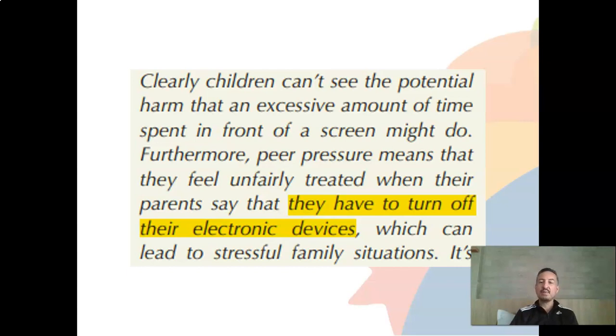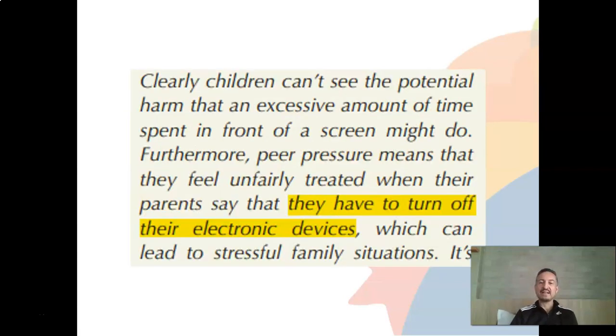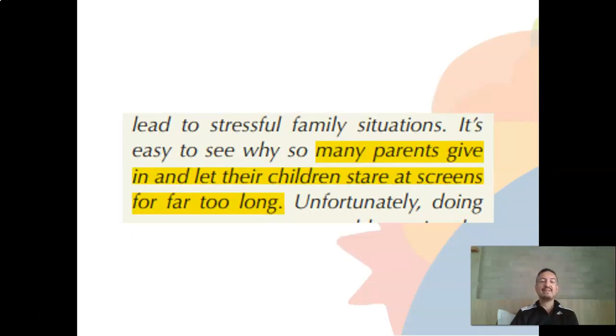And the next example is, many parents give in and let their children stare at screens for far too long. So here we have 3 examples, in fact. We have should be, we have to turn off, and we have let their children stare at screens. Let's take a look at the book now.